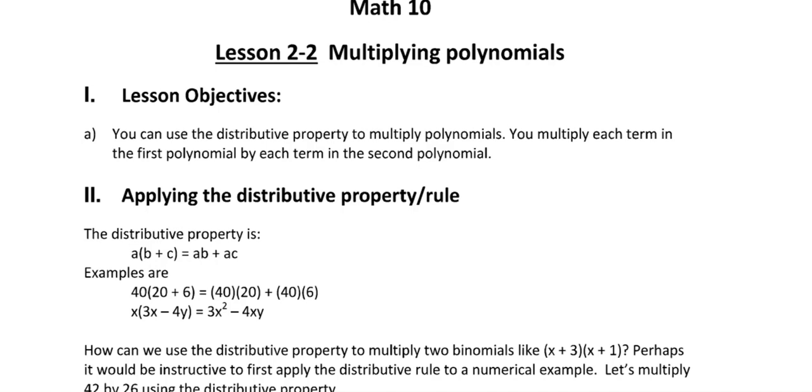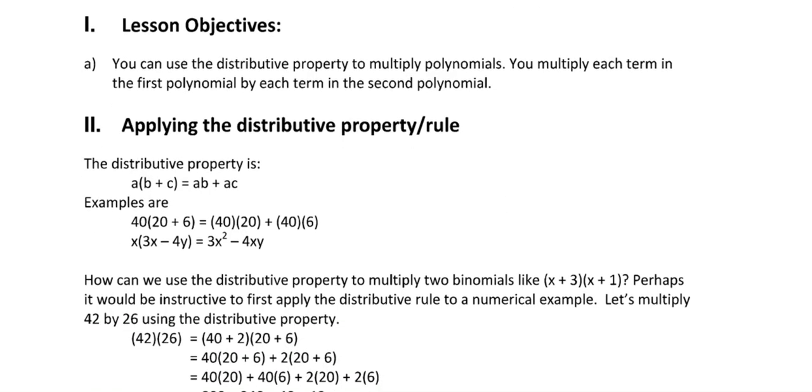Okay, lesson 2-2, multiplying polynomials. All right, so before we were factoring polynomials, so now we're multiplying, and this is really just like undoing the factoring. It's like two sides of the same coin, right? Factoring and multiplying. So we've done this before. This was actually in grade 9.